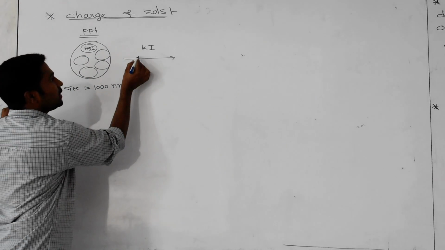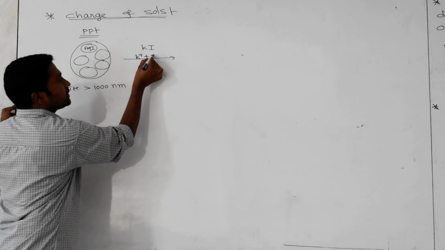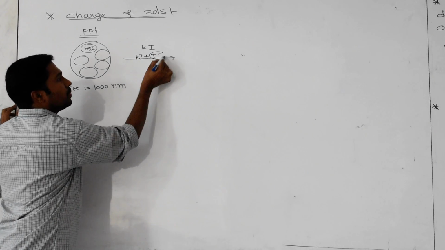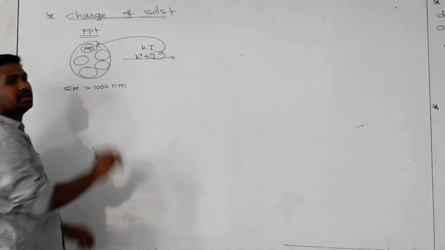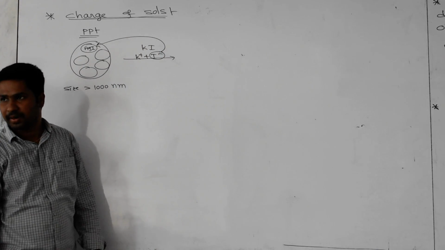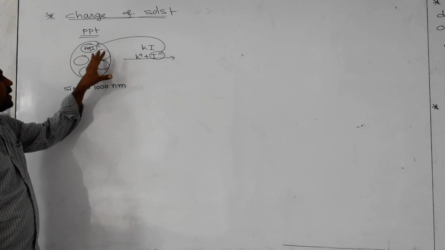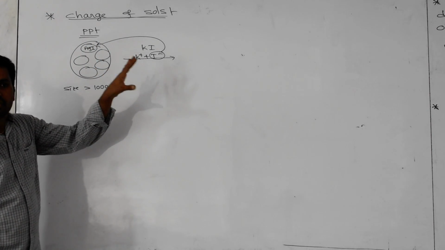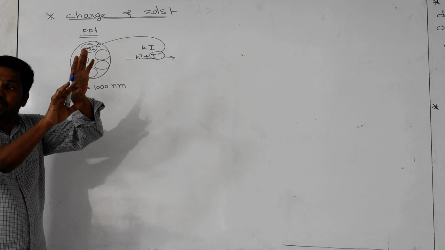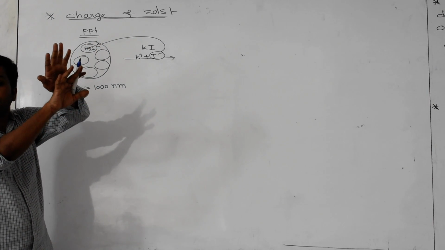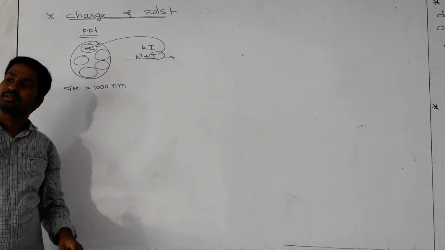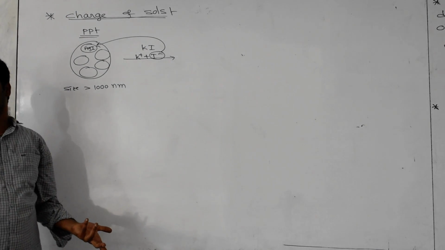What is the common ion here? It becomes K plus and I minus. That common ion will preferentially undergo adsorption on the surface of the colloidal particle. Then all these particles become the same charge. Because of the same charge, they always repel each other. After repelling, the total precipitate breaks down into smaller size pieces. That's what we call a sol.